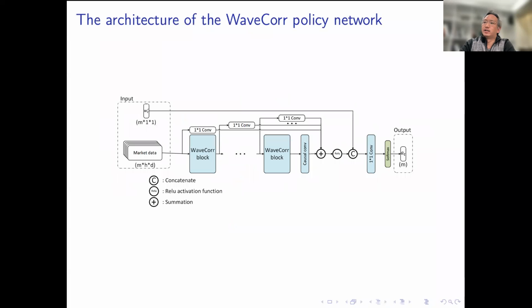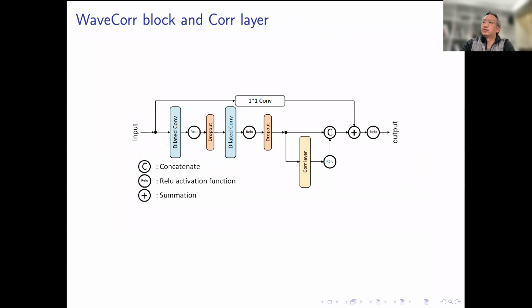So each wave correlation block takes this structure. Basically, you can see this layer of a dilated convolution network, passing through the ReLU, and so on. So this follows closely the structure of the WaveNet. But what's really special about the network that we designed is this correlation layer, where we take the multi-asset input and map it to a new vector, so that each entry captures the cross-asset information, right?